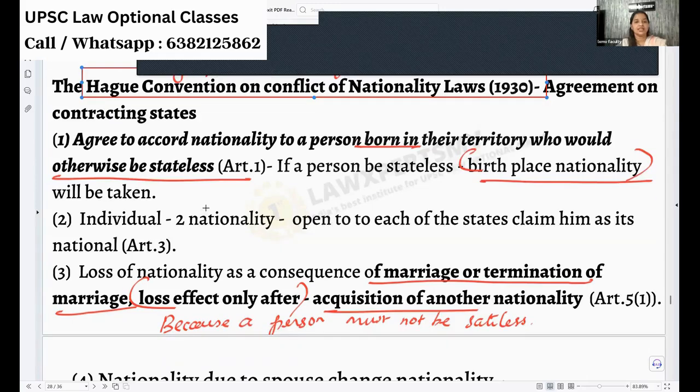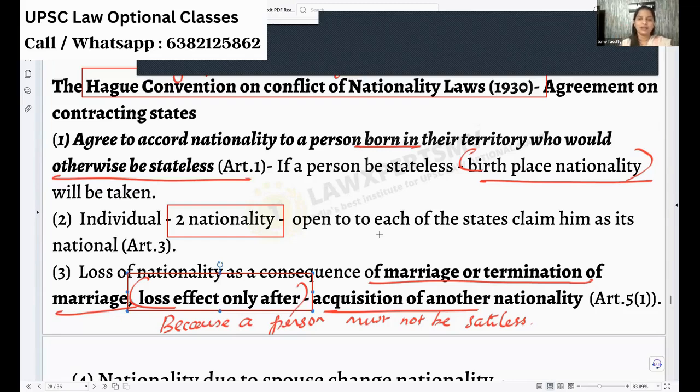It states that yes, double nationality is accepted under Article 3. An individual can have two nationalities, but he can actually lose one nationality. That is, if you want to acquire one nationality, he can acquire that. He can lose one nationality after acquiring another nationality. So no person should be stateless.